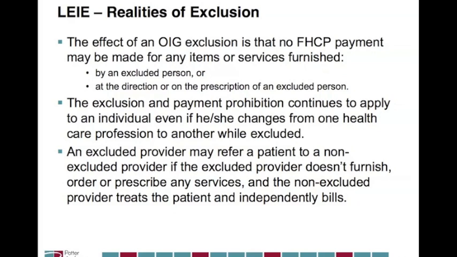So what does it mean if you are included on the exclusion list? Well, the effect of an exclusion is that no federal health care program payment can be made for any items or services that are either provided by an excluded person or are provided at the direction or on the prescriptive authority of an excluded person. That means that anyone who is on the list essentially cannot provide, either directly or indirectly, any service that might be subject to a reimbursement claim that traces back to a federal health care program.